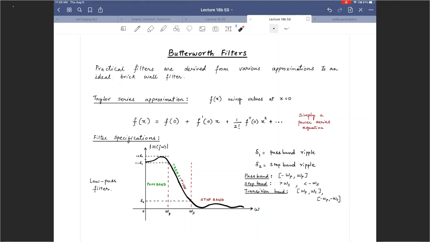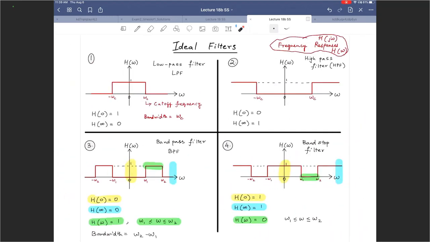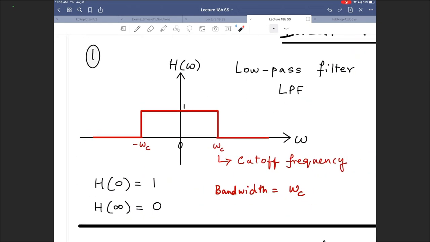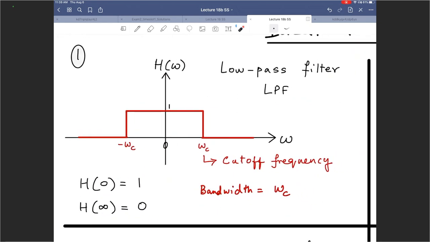What do you have with the ideal brick wall filter? We have two things. If you think about this, the ideal characteristics of this filter are, in the pass band, the frequency response is constant. It's a 1. It's a maximally flat response in the pass band. That's one aspect of this. The other aspect is, as omega increases to infinity, h of omega goes to 0. So that's the other aspect.